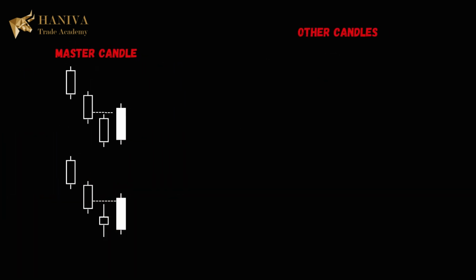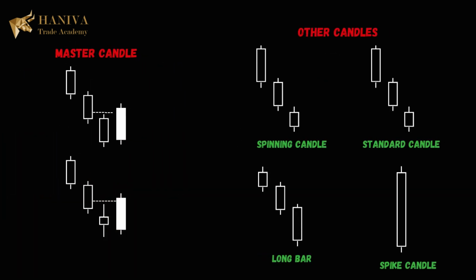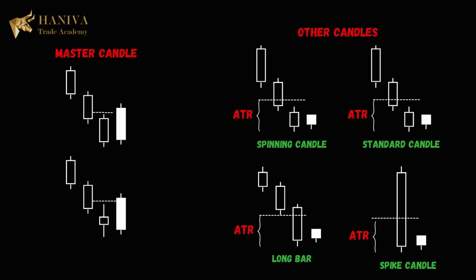2. If the candle is standard but not a master candle, or it's a long bar, spike, or spinning, a hypothetical line should be drawn. This hypothetical line is drawn at a distance of the ATR of that time frame from the end of the leg. If the price closes above this line, a pivot is formed. However, for successful trading, there must be other conditions as well.